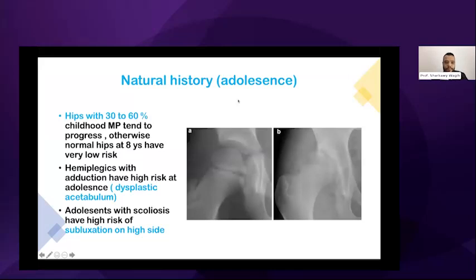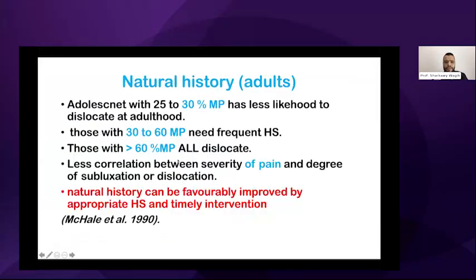The natural history in adolescents: usually adolescent people, walking people, if they have a migration percent lower than 30, they never have hip problems. But in hemiplegia, sometimes they have it after maturity. They have a very high risk of hip displacement after maturity. The natural history in adults: if the adult was an adolescent with a migration percent of 30%, they usually don't have hip dysplasia at maturity.